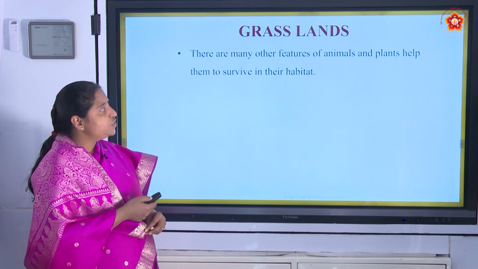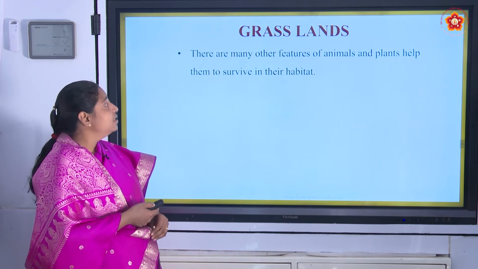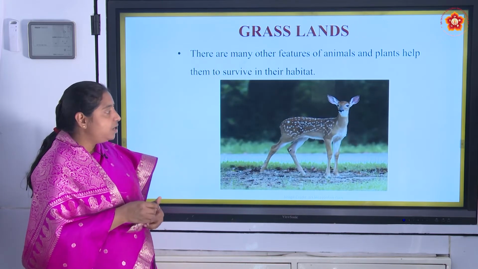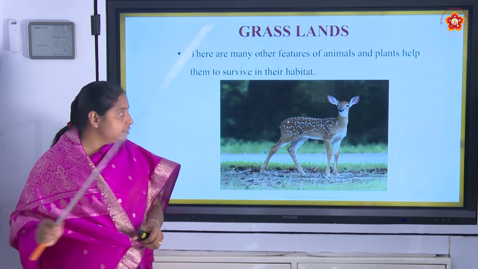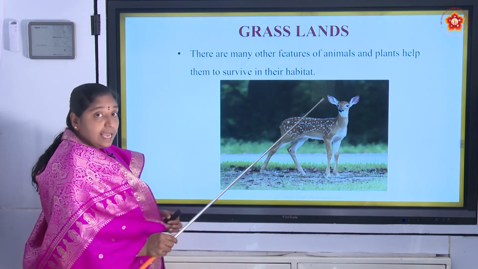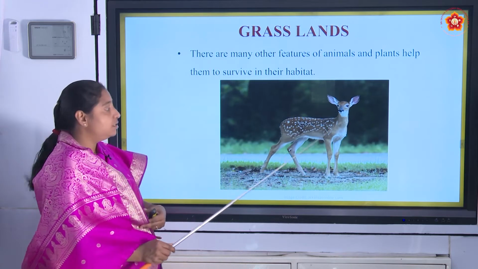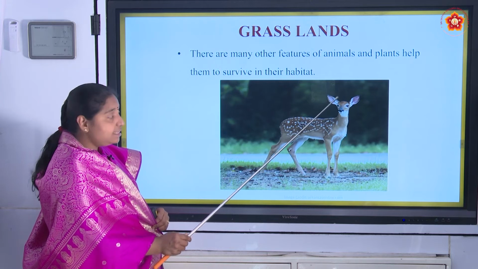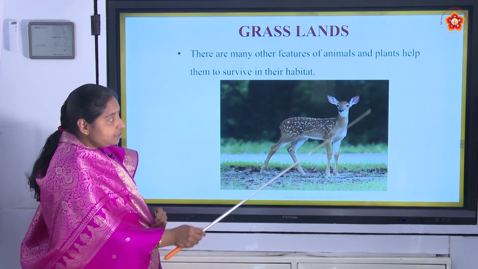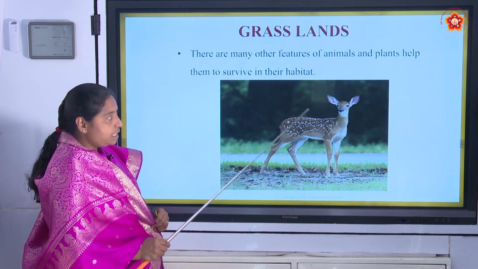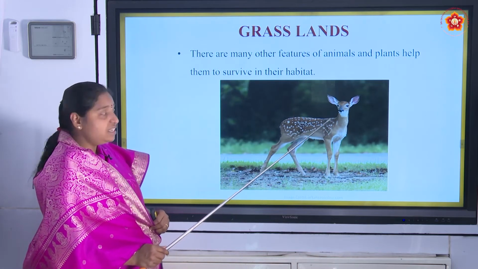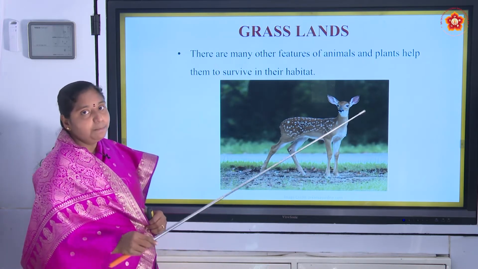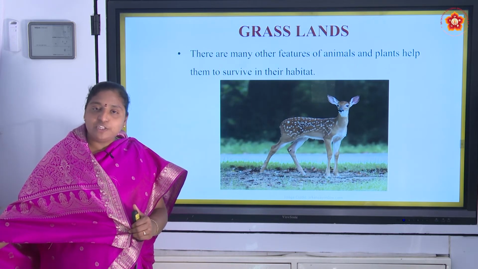There are many other features of animals and plants that help them to survive in their habitat. See how the deer is. It has long ears so it can hear the movements of the predator, and it has the eyes not in the front. See, they are on the lateral sides so that it can observe 360 degrees around it for predators. Where the predator is, it can recognize and it will run fast also, so that it can protect itself from the predator. These are some adaptations of deer.